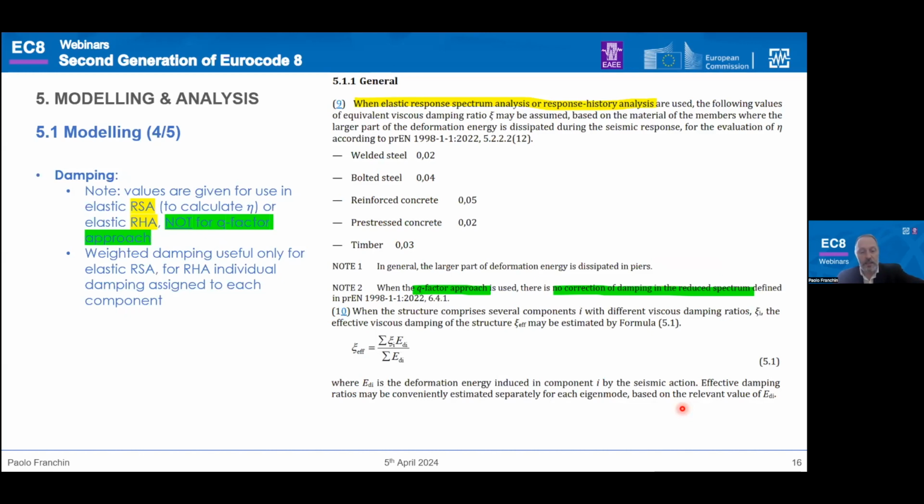Finally, damping. This is not for the force-based approach. This is for response spectrum or response history analysis, with the elastic spectrum just in case you use it, but mainly for response history analysis, where you are given reference values of damping factors. These are basically the same that were in part 2 of the first generation with an added value for timber, in order to differentiate the damping value in response history analysis.